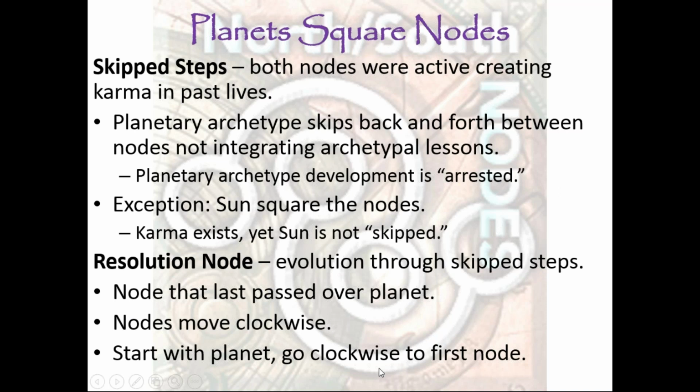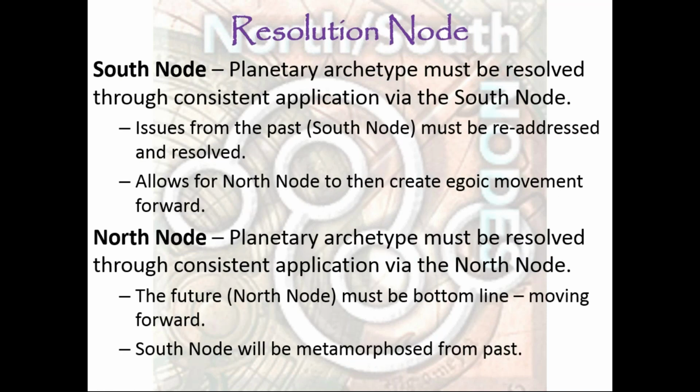All right. Now, if the resolution node is the south node, that planetary archetype must be resolved through consistent application via the south node. It means we've got to go back to the past and readdress old issues. They can just keep coming up. So we've got to go back to that egoic emotional security and ask, where am I stuck? What do I have to address and resolve? And when we do that, then that north node can actually move forward.